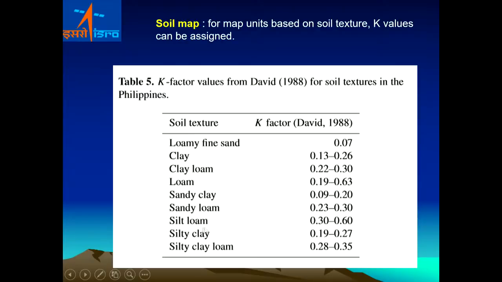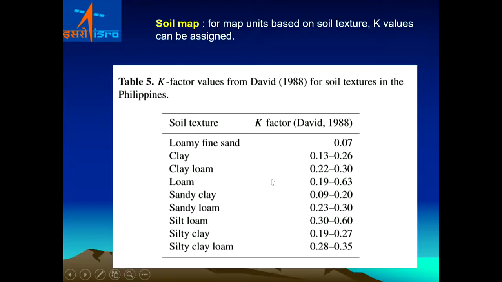Soils with silty textures will have high erodibility. You see, silty soils go to 0.6 even. But clay soils have less erodibility, 0.13 to 0.26. If clay content and silt content increase, then your soil erodibility is increasing.